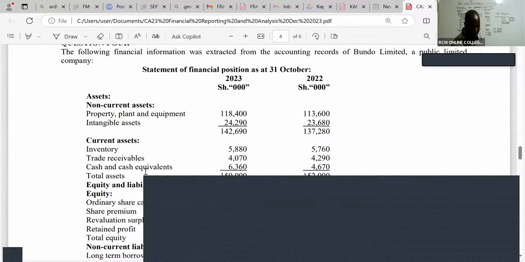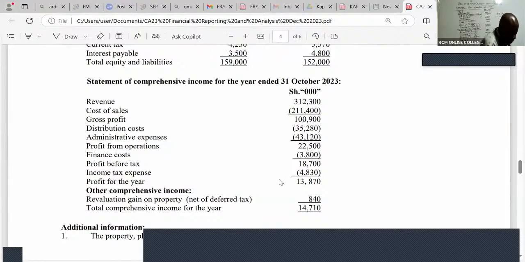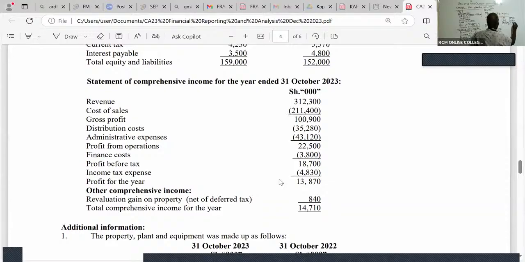Yes, you can see the income tax expense. Are you able to see the income tax expense of 4830? And remember, we are mixing this account. We are mixing deferred tax and current tax, so you have to be very careful.